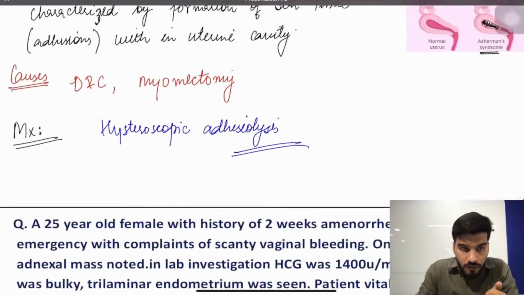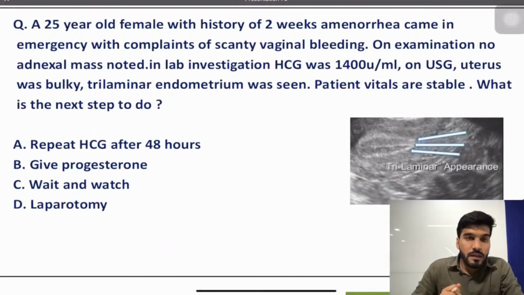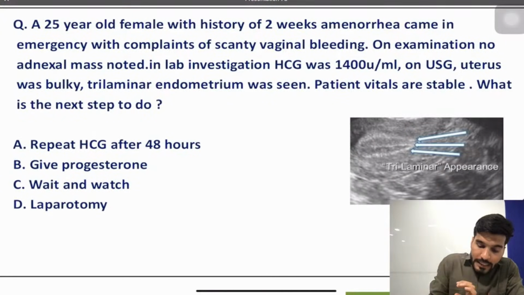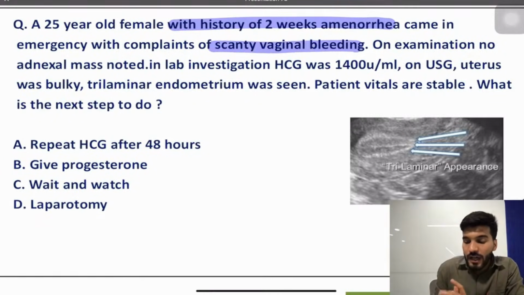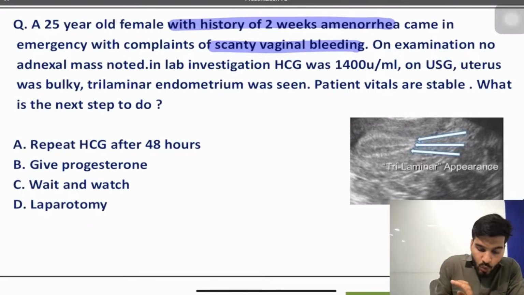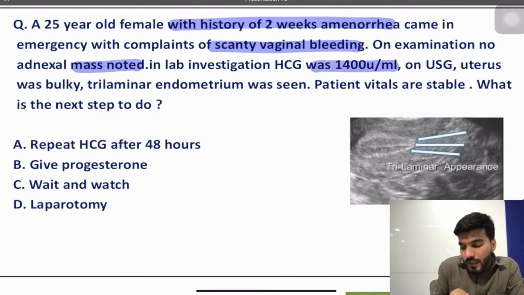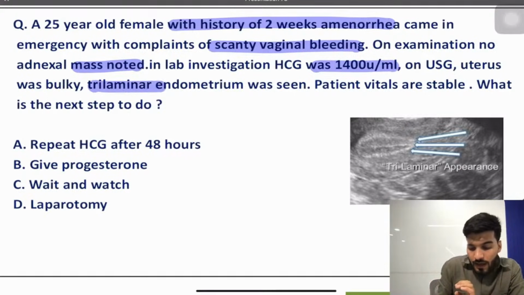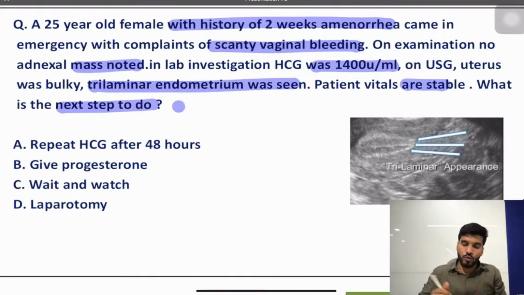A few questions more and then we are done for part 1. A 25-year-old female with a history of 2 weeks of amenorrhea came to the emergency with complaints of scanty vaginal bleeding. On examination, no adnexal mass is noted. The lab investigation shows HCG was 1400 units. The uterus was bulky and trilaminar endometrium was seen. Patient vitals were stable. What is the next step to do?